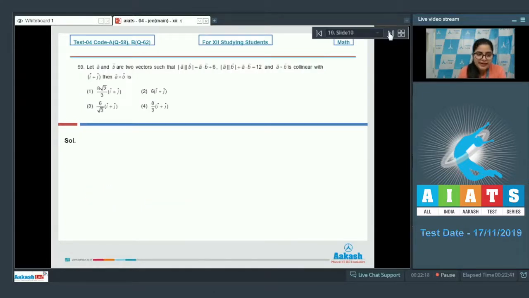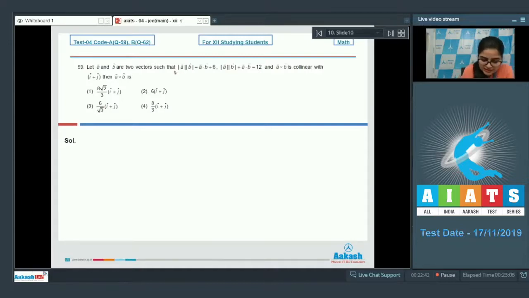Question number 59. Let A vector and B vector be two vectors such that mod of A vector times mod of B vector is equal to A vector dot B vector plus 6, and mod of A vector times mod of B vector plus A vector dot B vector is equal to 12. It is also given that A vector cross B vector is collinear with I vector plus J vector. Then we have to find the value of A vector cross B vector.